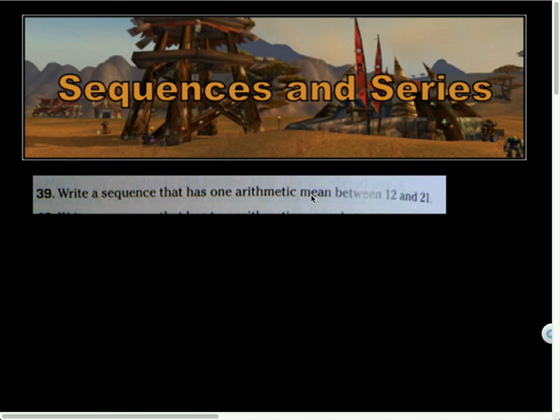So looking at last night's homework, page 763 in our advanced mathematics textbook, we've got this problem regarding arithmetic sequences, right? It says write a sequence that has one arithmetic mean between those two numbers. So I've got the number 12, then a blank, and then the number 21.